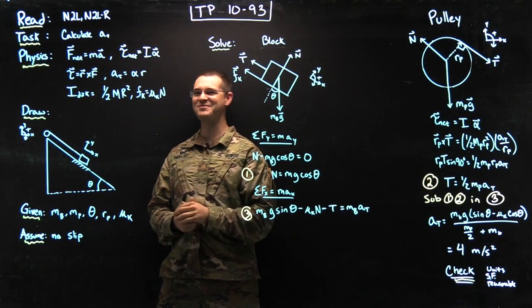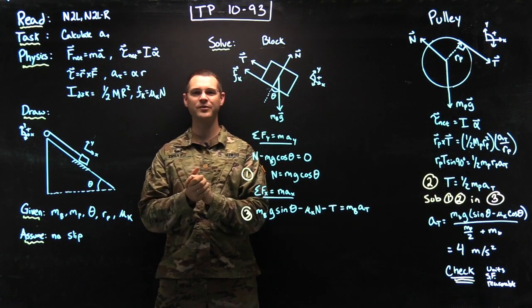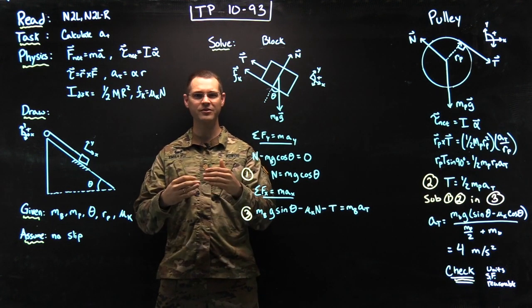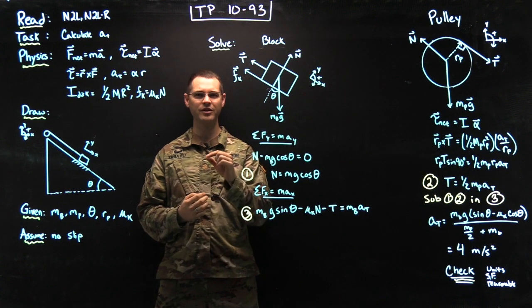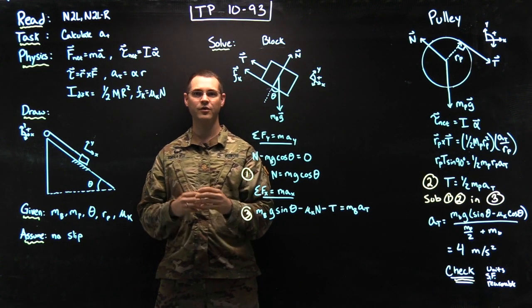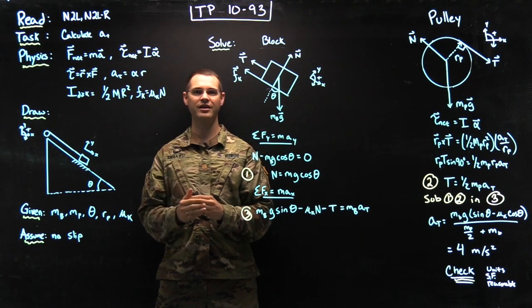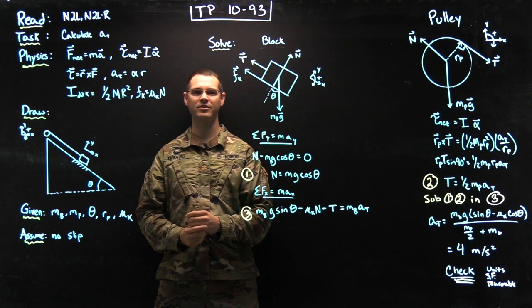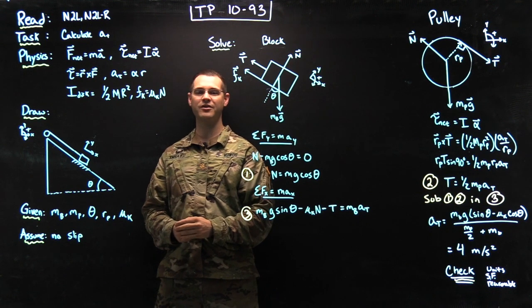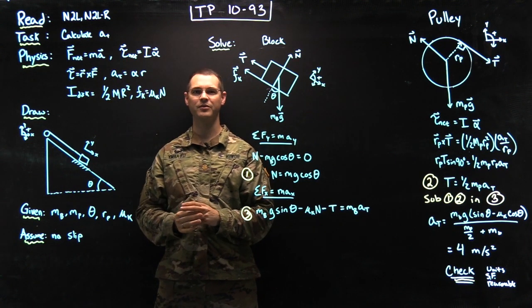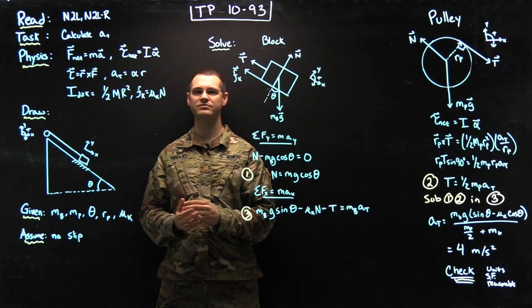Okay, now that you've read the problem, we can look at different indicators in this problem and determine what kind of physics we're going to use. So in the read step of this problem, we really want to look for those key indicators. We've got a block that's going down a ramp, and we have a pulley that's rotating, and it gives us the mass and radius of that pulley. Because we have a block going down a ramp, we're going to be doing a Newton's second law problem. And because we have a pulley that's rotating, we're doing a Newton's second law for rotation problem with the pulley.